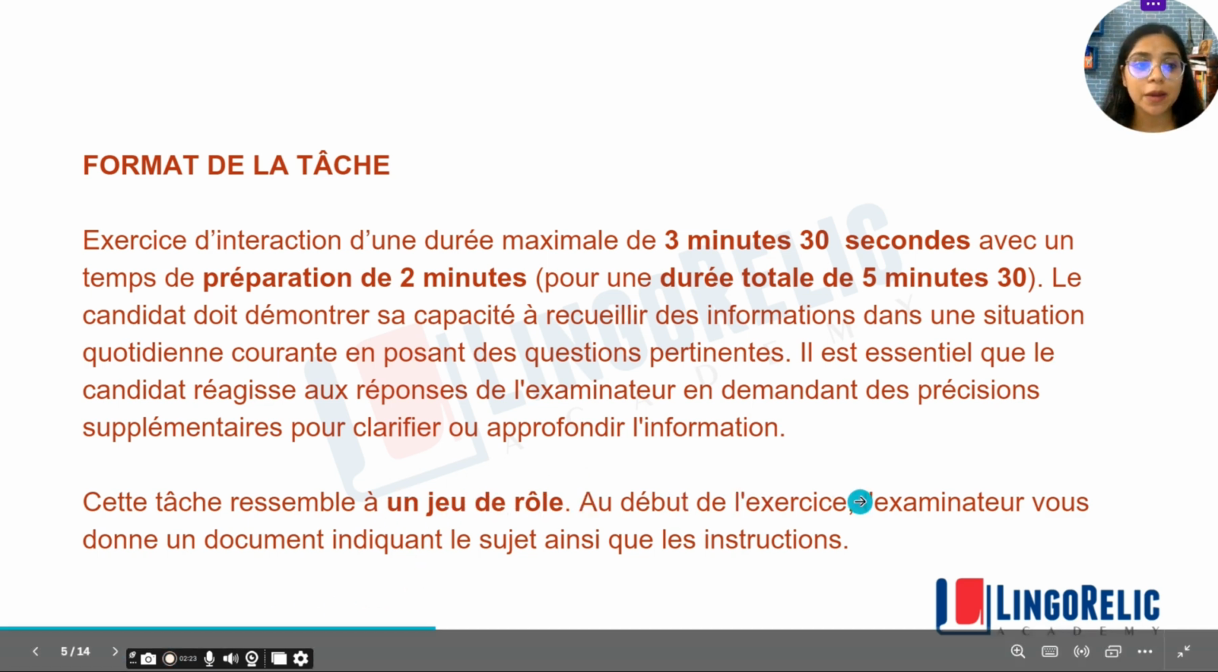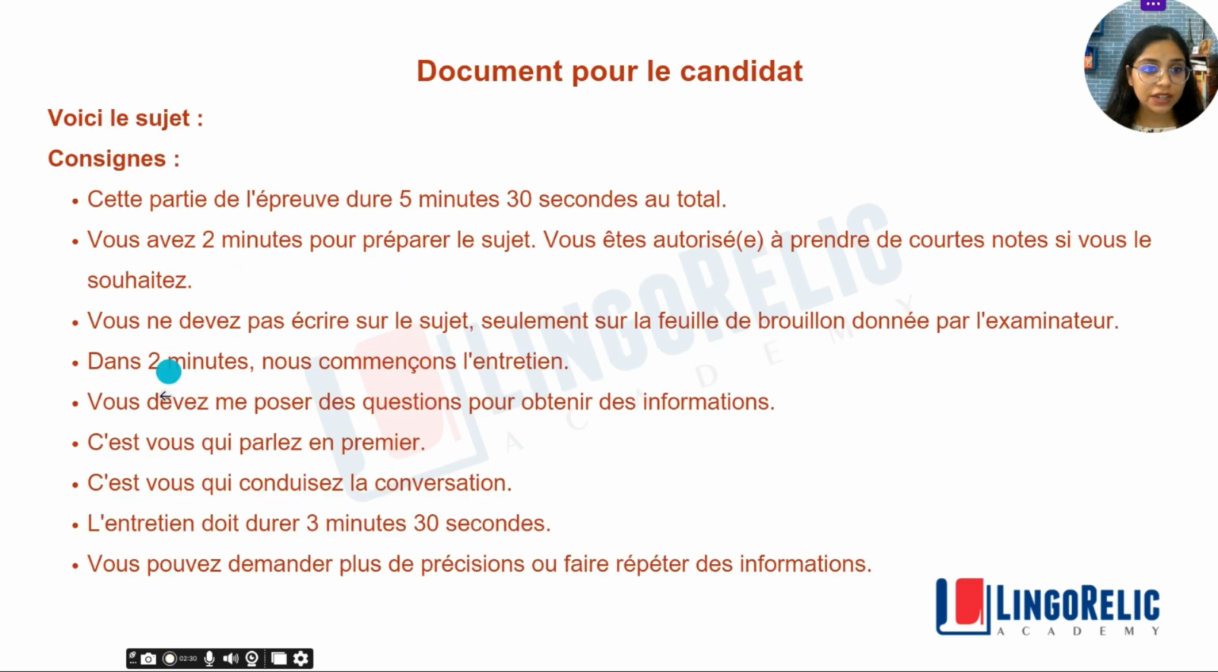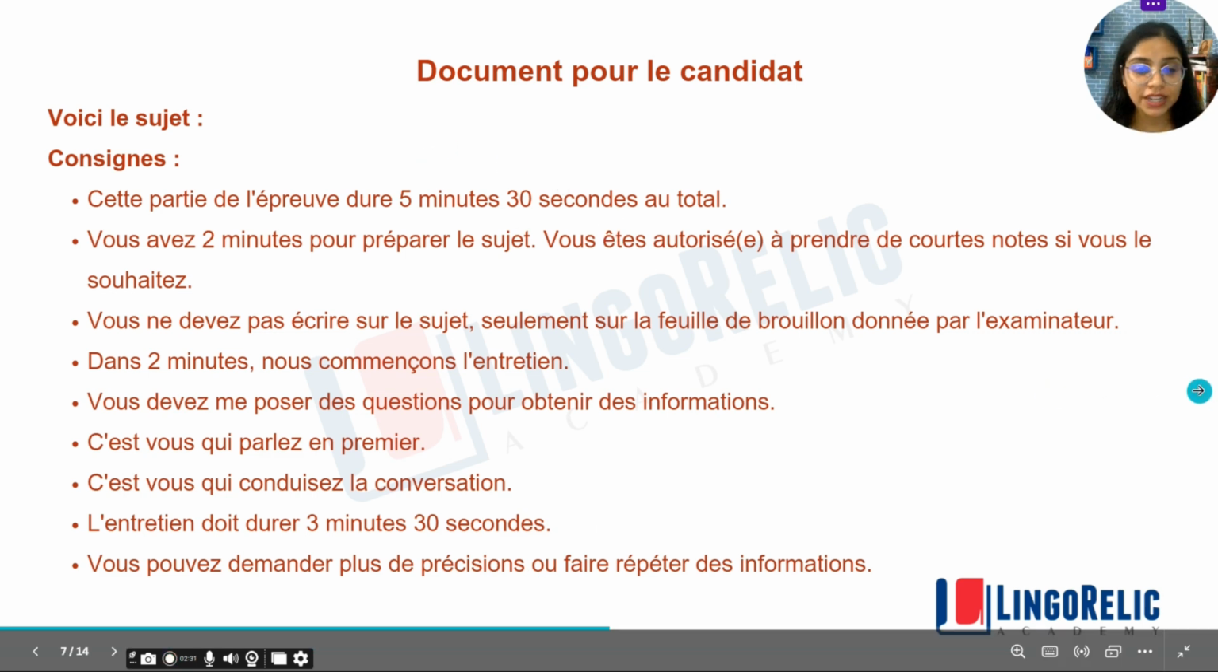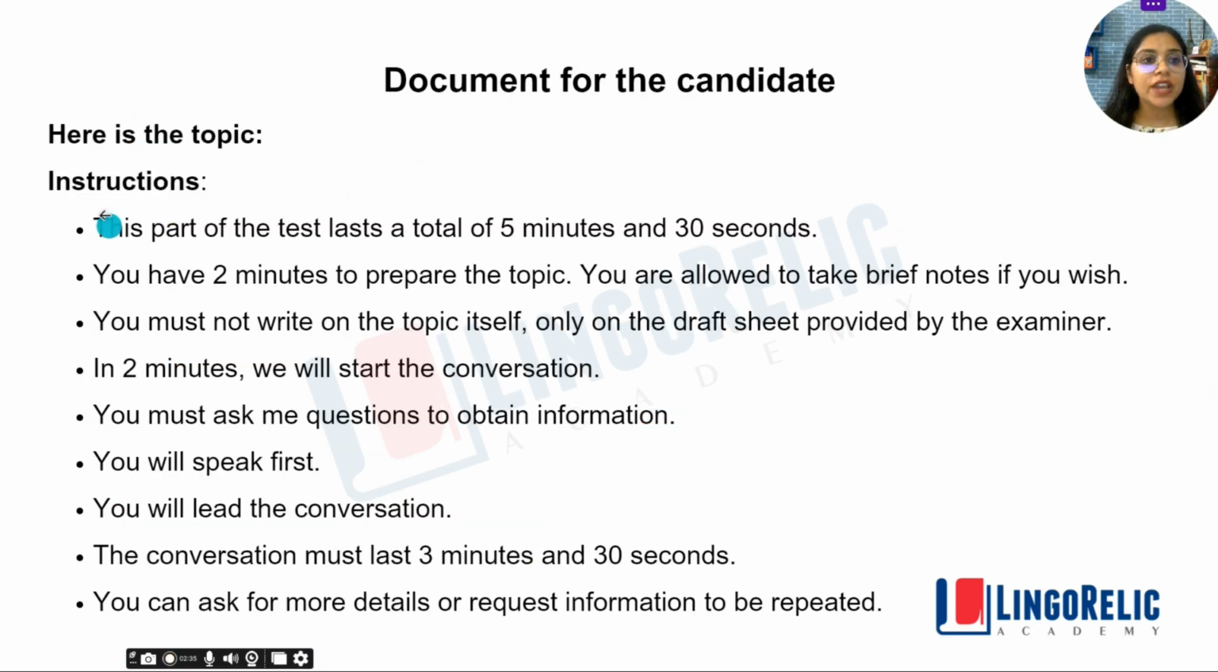So in the beginning, the examiner will give you a document also, which you have to read in detail. I'm going to show you that document. So it will look like this in French, but I'm going to show you the English version of it, because this is the English version of the video. So let's see. We have instructions here. This part of the test lasts a total of 5 minutes and 30 seconds. You will have 2 minutes to prepare the topic. You're allowed to take brief notes if you would like to. You must not write on the topic itself, only the draft sheet provided by the examiner. In 2 minutes, we will start the conversation.